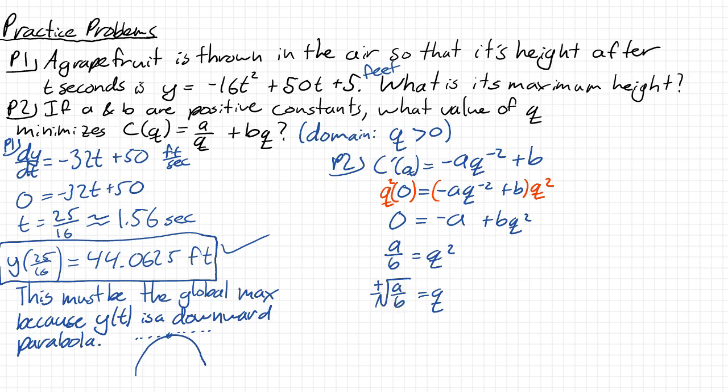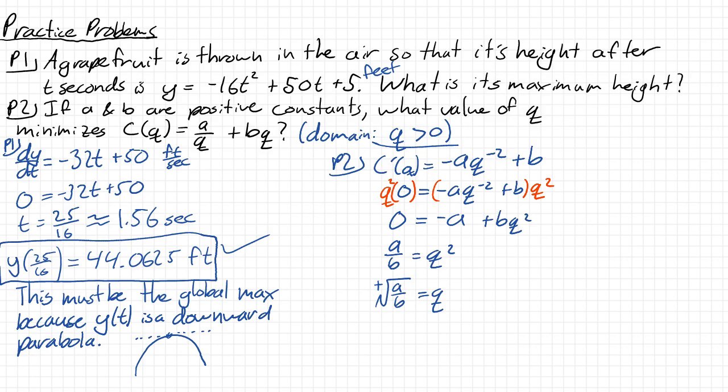But if the domain is only q greater than 0, that means the negative one doesn't matter, so we only want the positive one. So anyways, how do we know if that is a maximum and not a minimum, and how do you know that there isn't some other maximum or minimum? Well, we have to think about the domain and what happens near the edges of this domain.